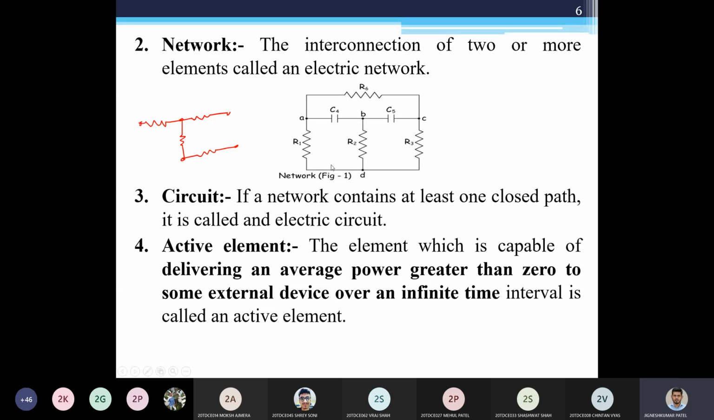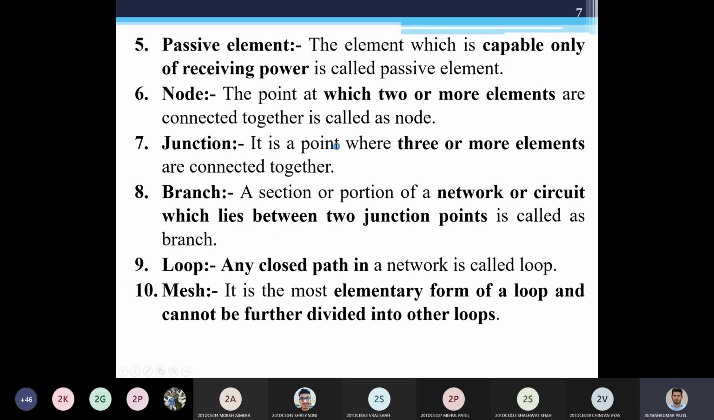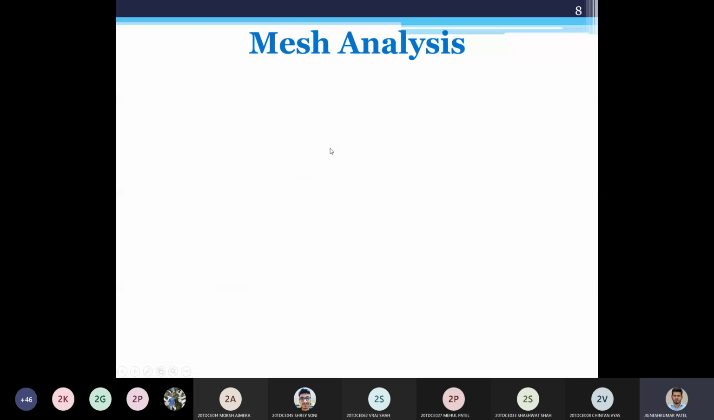If I consider this, no other loop can be formed from this path. So I can say this is my most elementary loop and this can be a mesh. And whenever you perform a mesh analysis, you have to go with this kind of mesh. And that's the next topic. We'll start with the mesh analysis.